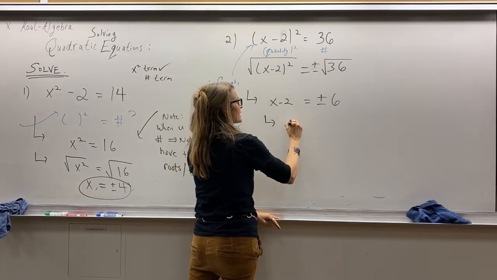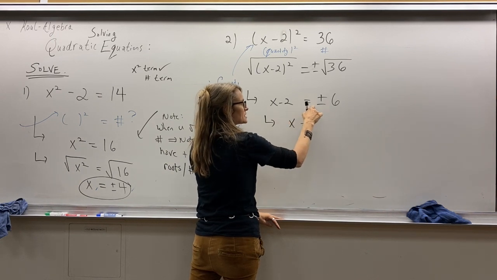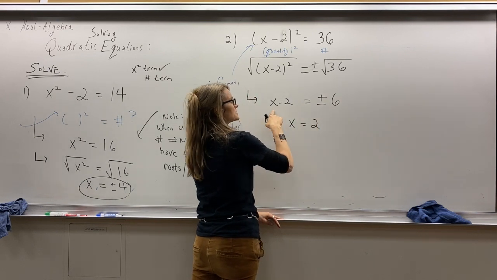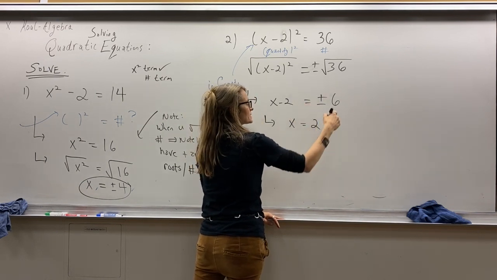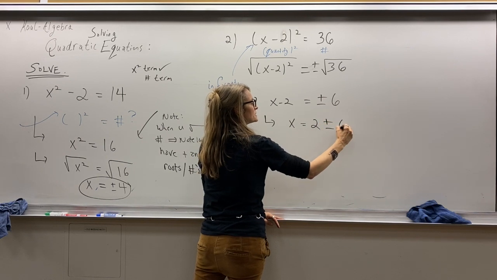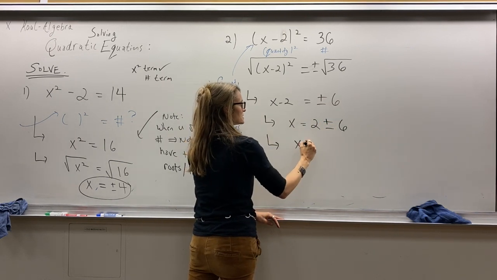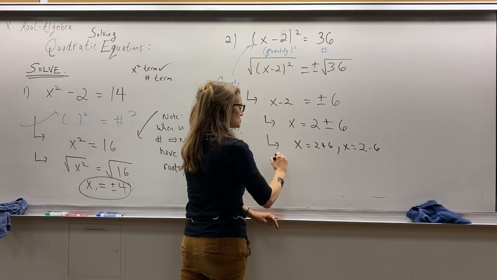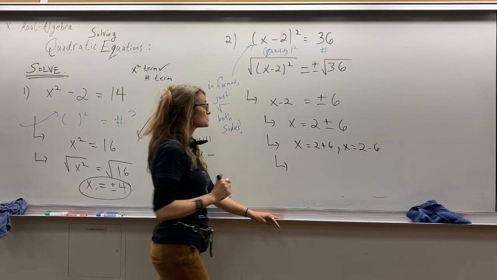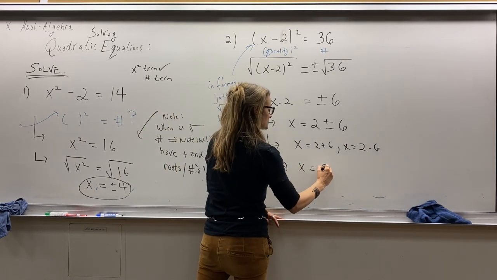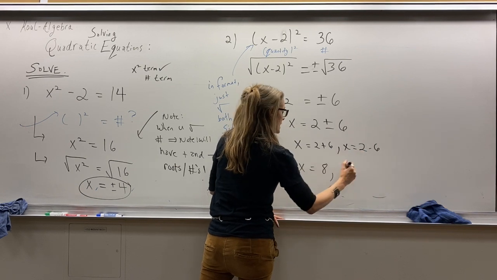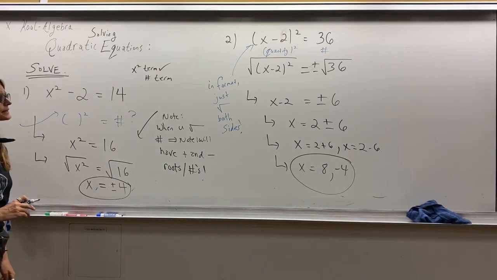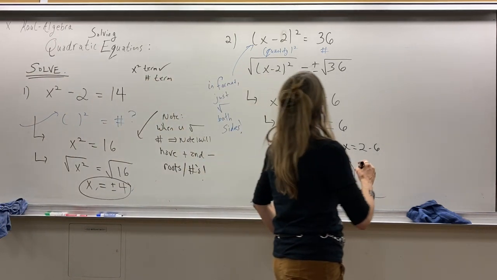So this means that x equals, I add 2 to both sides, but I add it out in front. This becomes x is going to be 2 plus 6, and x is going to be 2 minus 6. So this becomes 2 plus or minus 6, and what we get out of this is x equals 2 plus 6, x equals 2 minus 6. And my two solutions, remember you have up to two solutions for quadratics, I get x equals 8 and x equals negative 4. Bingo.